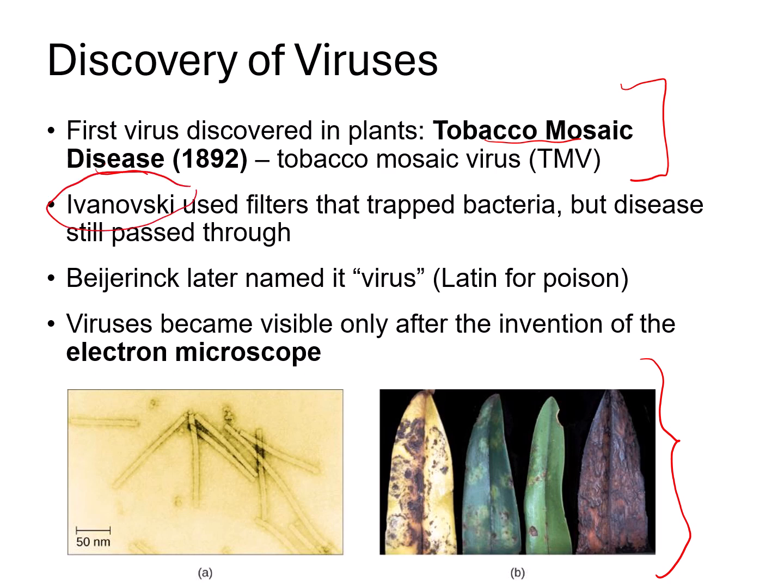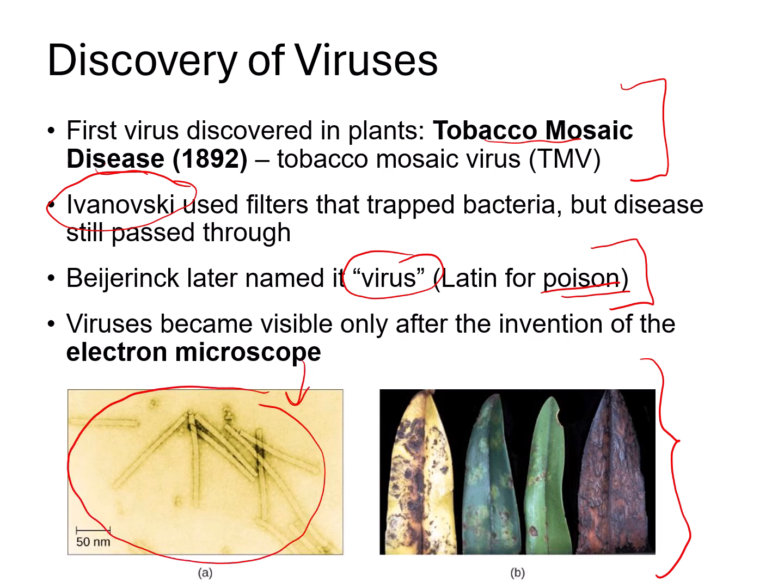Dmitry Ivanovsky thought that maybe it was an extremely small bacterium making these plants sick because it still passed through those filters. It wasn't until later on, through additional study, that Beijerinck, a Dutch microbiologist and botanist, eventually called it a virus. And this is actually Latin for poison. At first, they thought it was some kind of poison making them sick. They didn't know that viruses existed in the form that we understand today back then. It wasn't until the invention of the electron microscope that people were able to see viruses.